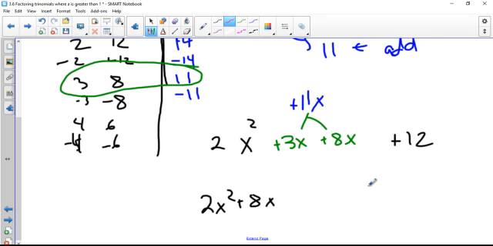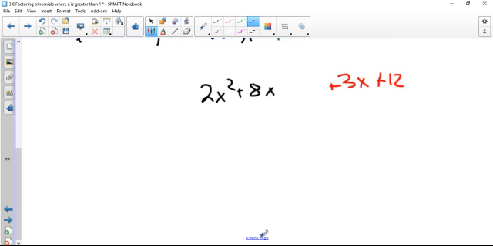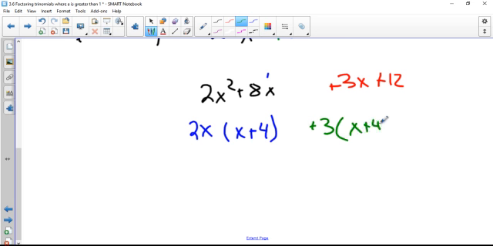And from 3x plus 12, there's something common there as well. So from the first one, I'm going to take out a 2x. I'm left with x plus 4. And from the second one, I'm just going to take out 3, and I'm left with x plus 4. Notice I have x plus 4 for both of those, so that's the common factor again. So I have x plus 4 multiplied by 2x plus 3.